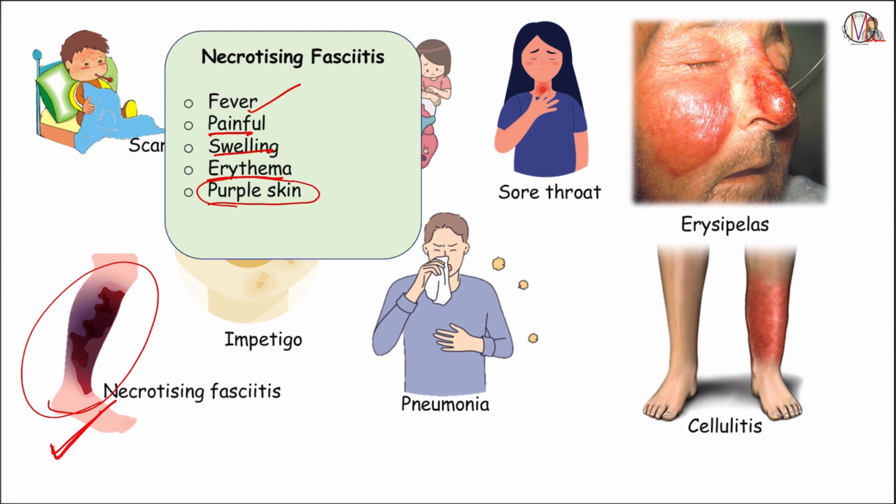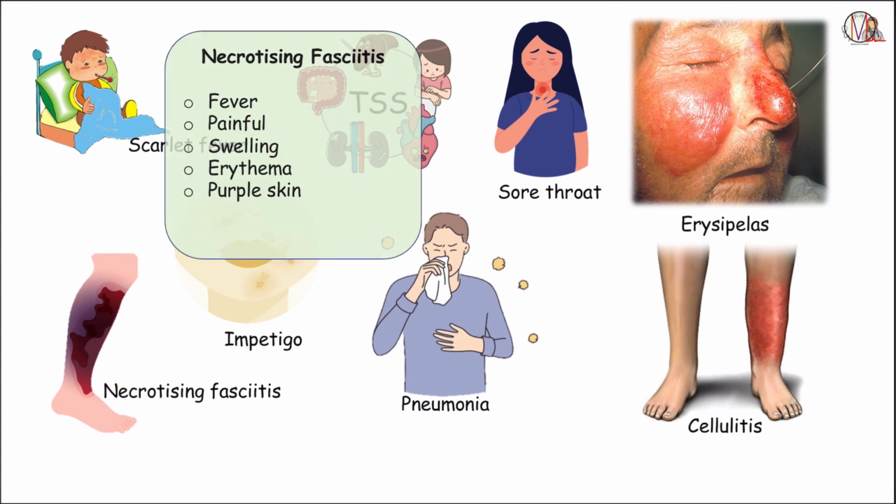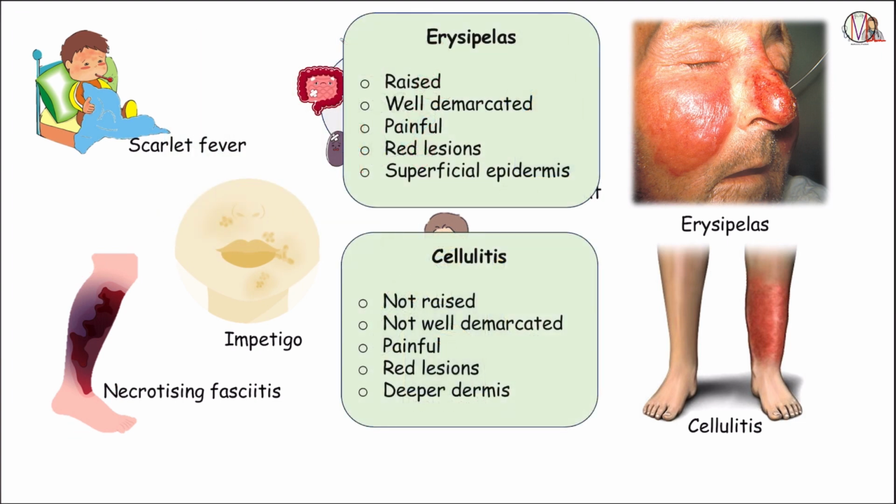Streptococcus pyogenes can also cause various skin infections such as erysipelas, cellulitis, and impetigo. Erysipelas and cellulitis both appear as painful red lesions. They differ in appearance and depth of skin involvement.